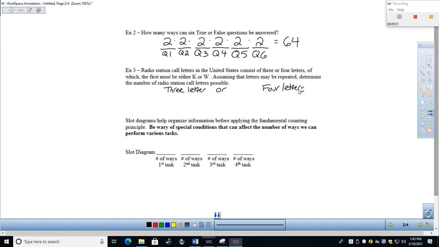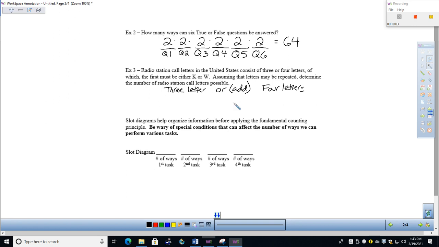Now when we see the word "or" with counting, and again we're going to see this when we hit some probability, "or" means add. So what we're going to do, thinking this through logically, is find the number of 3-letter possibilities and add them to the number of 4-letter possibilities, and then obviously we get the number of total possibilities. So 3 letters or 4 letters, we're going to put a big plus right in between the two.